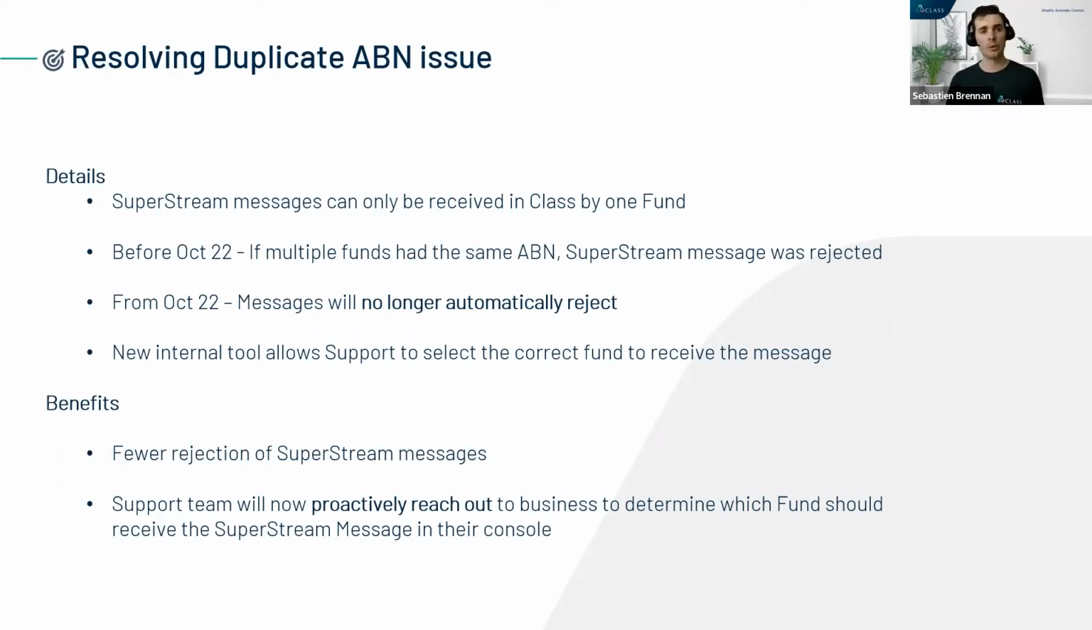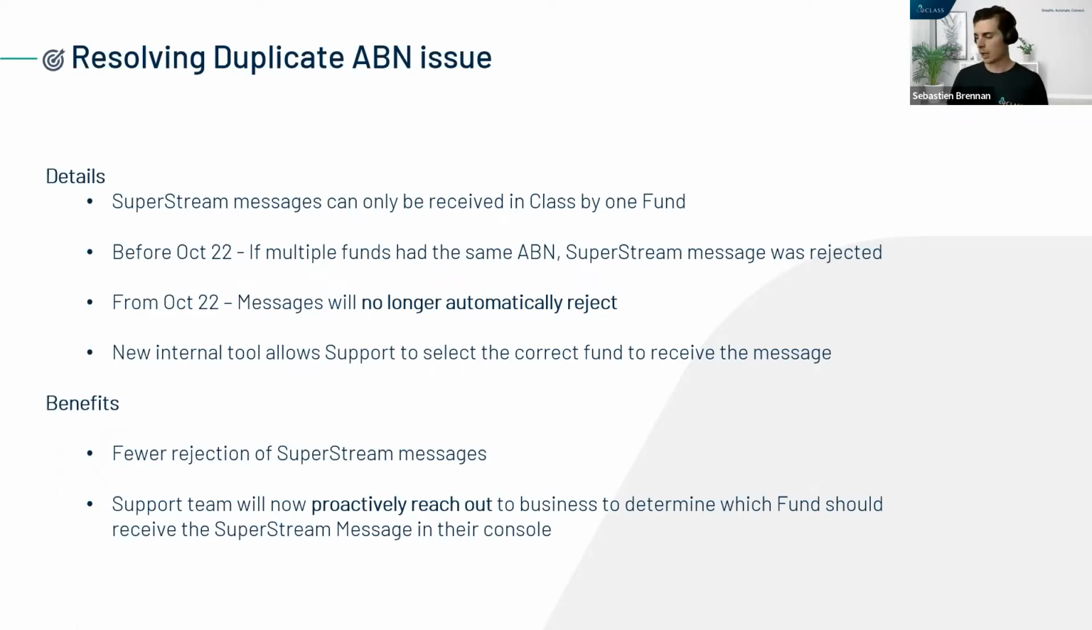We've created a new internal tool that will allow the support team to identify and select the correct fund to receive those messages. That may require us to communicate with you just to establish who is the correct party to send that message to. So the benefit of these changes is that there's going to be fewer rejections of SuperStream messages, and our team will be proactively reaching out to you to determine which fund we need to be showing that SuperStream message for.